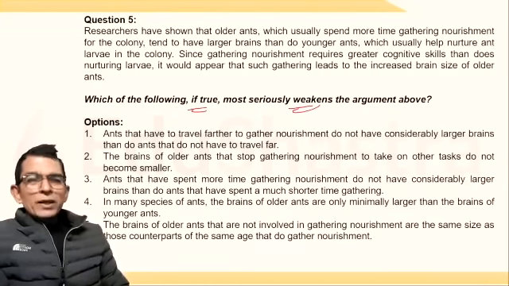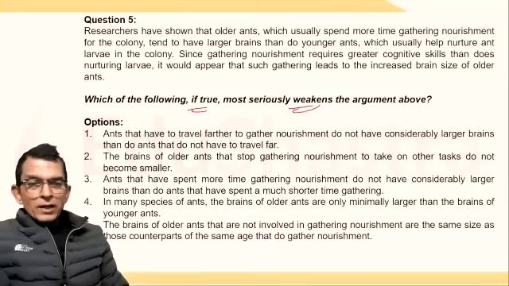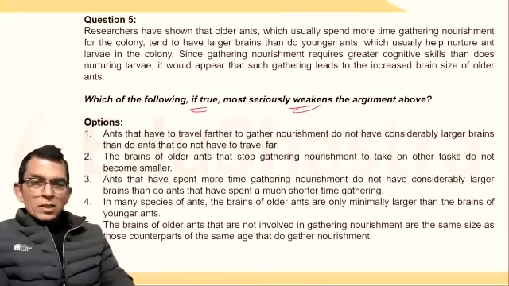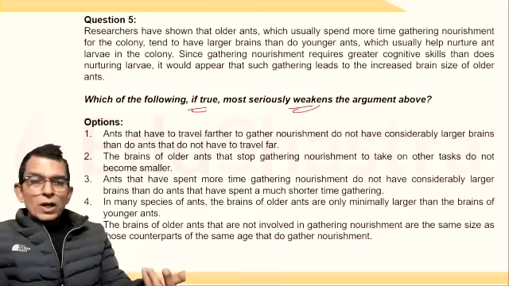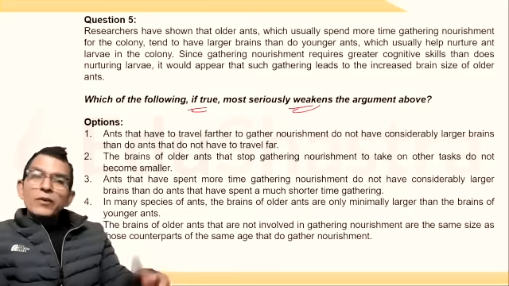See, we simply need to say that it's not because of gathering that the brain has become big. It's simply because they've grown older, not because they are gathering. Okay. If I do that, then I've counter argued. Okay. I'm giving you another reason.